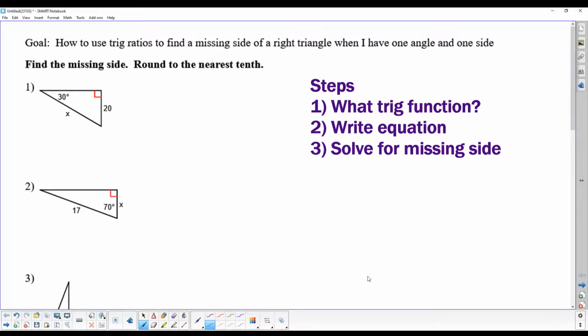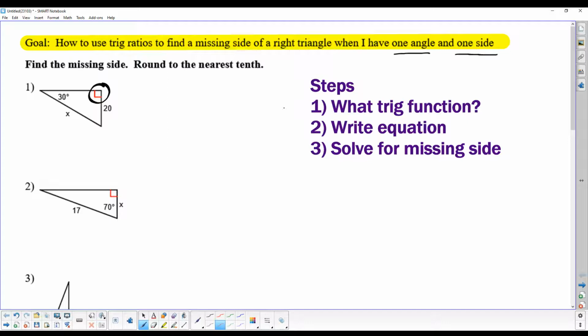Our goal right here is how to use trig ratios to find the missing side of a right triangle when I have, and this is key, this belongs in your notes, when I have one angle and one side. If you have two sides and no angles, you're going to use the Pythagorean theorem. But this is when you have one angle and one side. Well, actually you have another angle. You have the right angle as well.